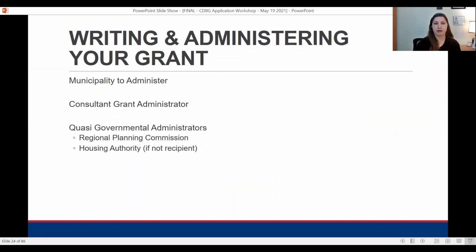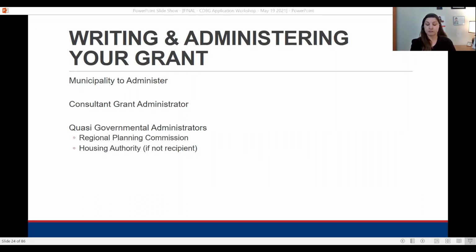All right, so now we're going to get into a little bit about writing and administering your grants. So when you're planning to apply for CDBG funds, it's really important to think through your project from the grant writing and application phase all the way through to the implementation and project completion. The grant administrator that you choose is going to play an important role from the beginning to end as they help guide your organization through the application process and successfully administer the CDBG funds in completing your project.